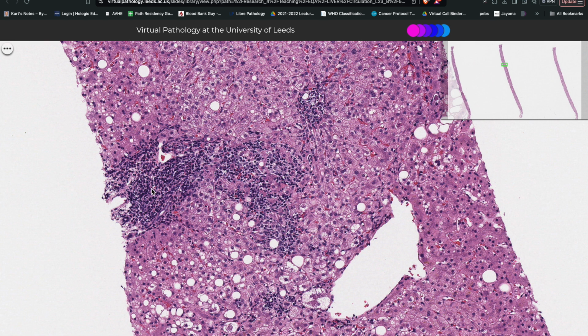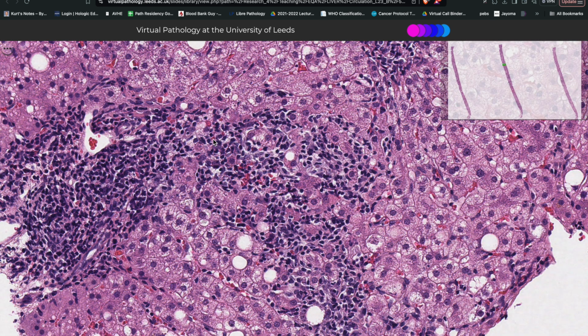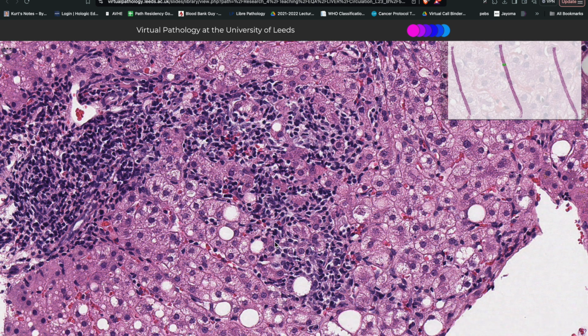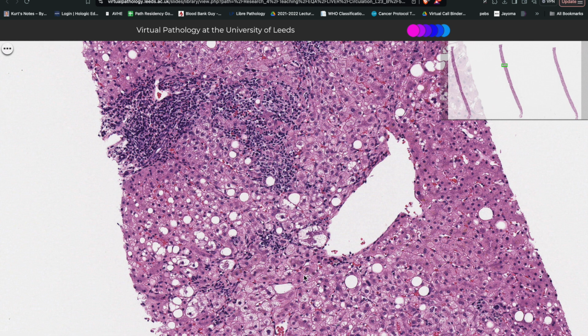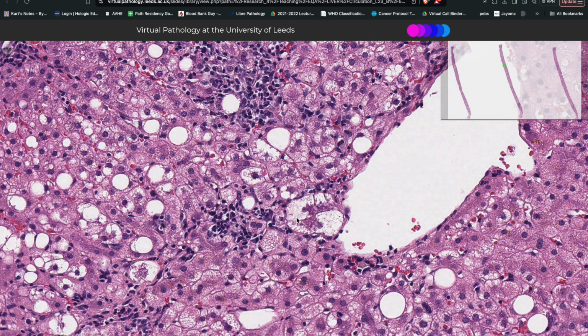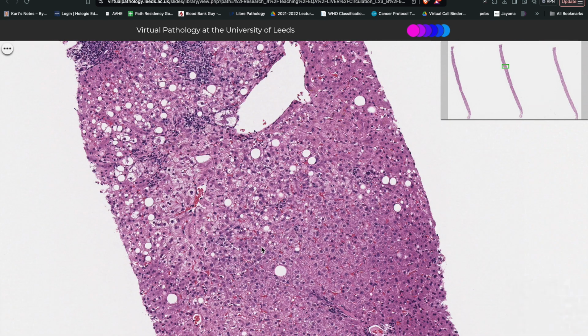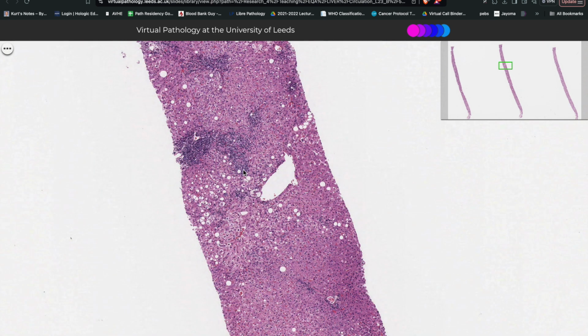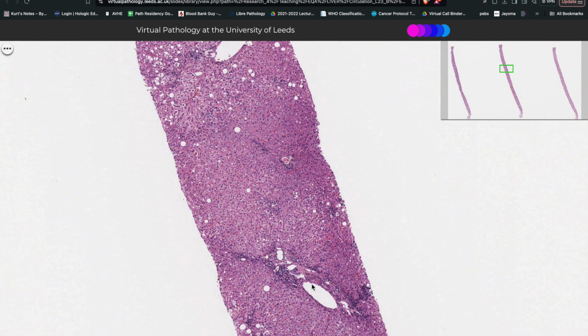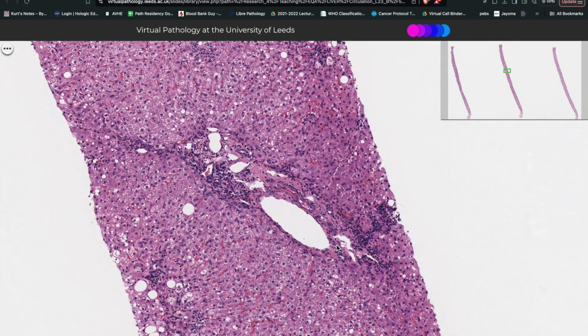So this is a good example of interface hepatitis, where the lymphoplasmacytic infiltration expands beyond the portal tract and envelops, as you can see, the hepatocytes here. So that's a good case of interface hepatitis, which can be seen in autoimmune hepatitis. Here's a good ballooning degeneration and some possible Mallory-Denk bodies here. So this was a case consistent with an element of steatohepatitis as well as autoimmune hepatitis.